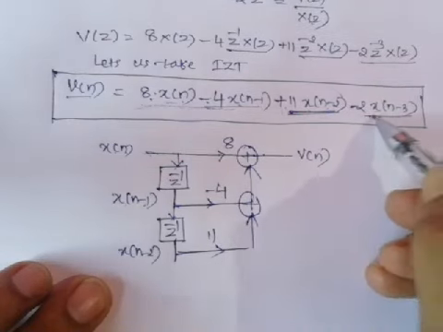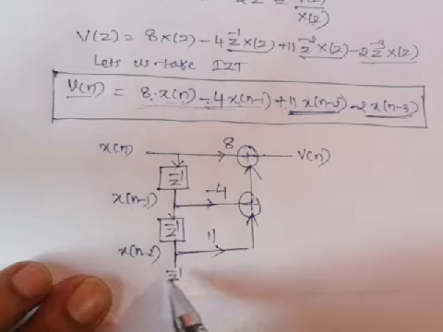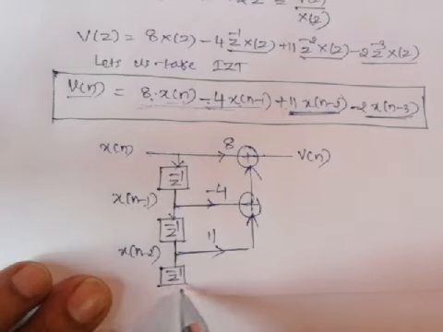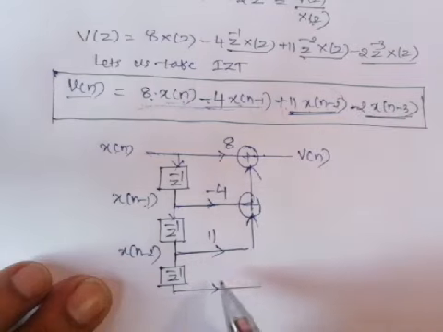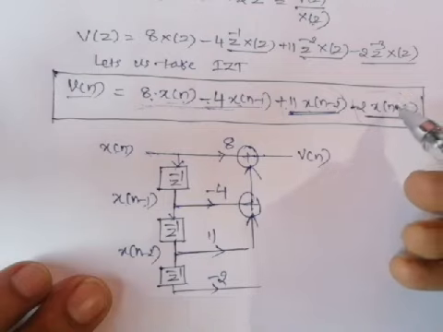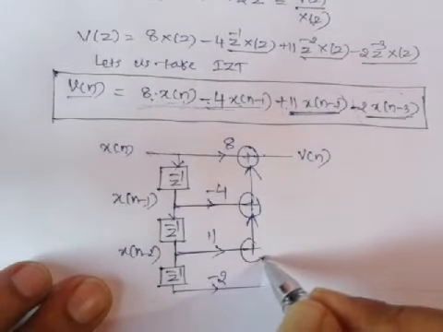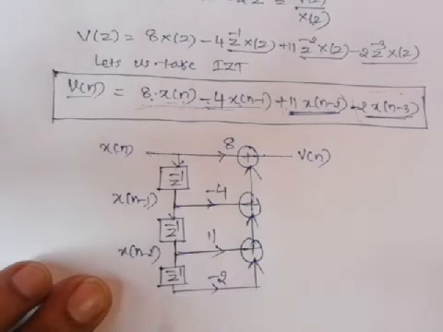Next, the last term, x of n is delayed by thrice. One more delay element, and that is multiplied by minus 2. The coefficient term is minus 2. After performing this operation, that is added to the previous result. So we realize in terms of what?